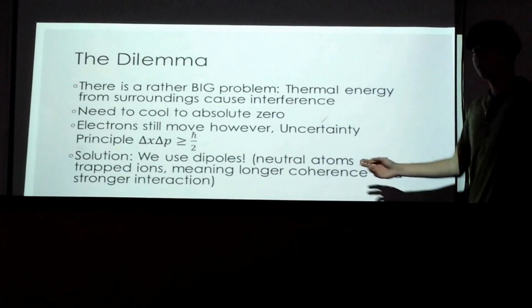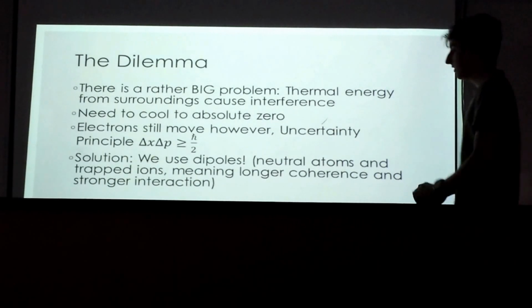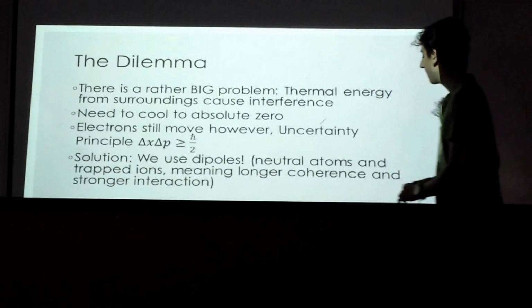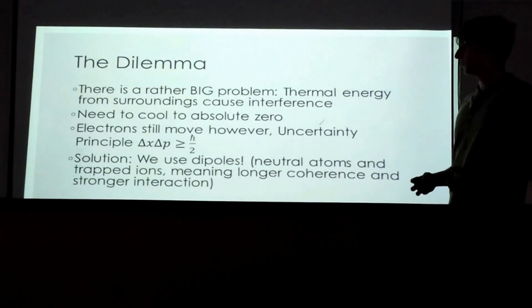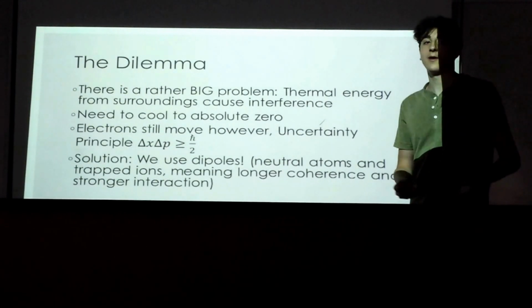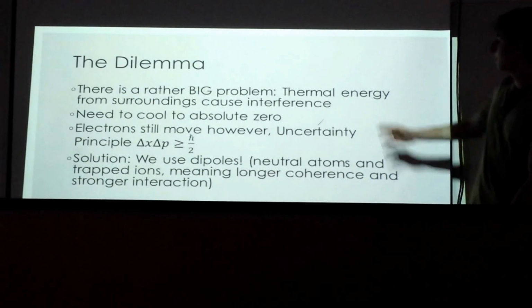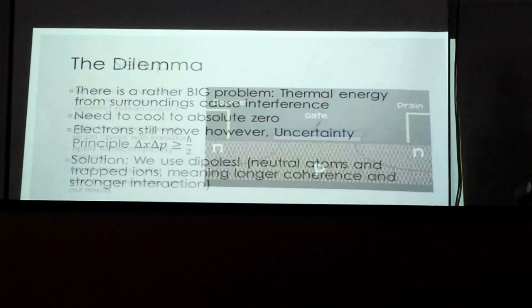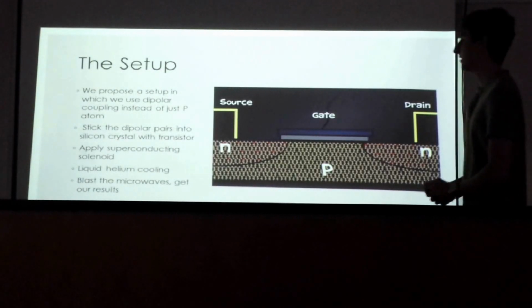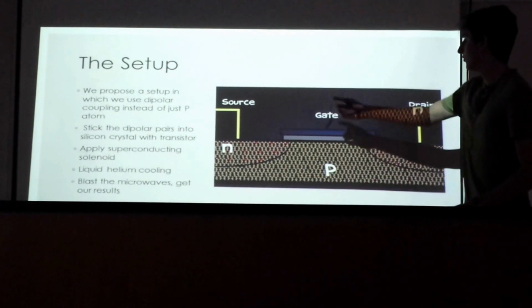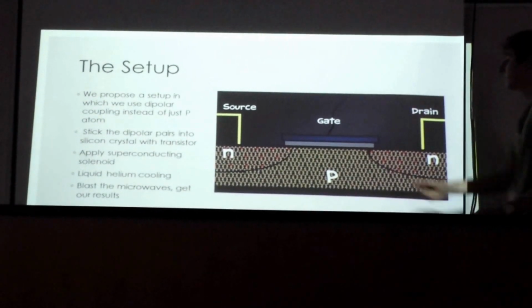Meaning that if we turn on a magnetic field and a source, it's going to have a long coherence time, meaning that it's going to interact better, and it's going to interact for a longer time. Because as I said again, thermal energy is a big no-no. So this is the setup basically. This is the transistor that I was talking about, and this is the gate.